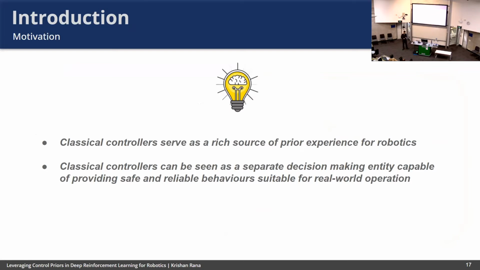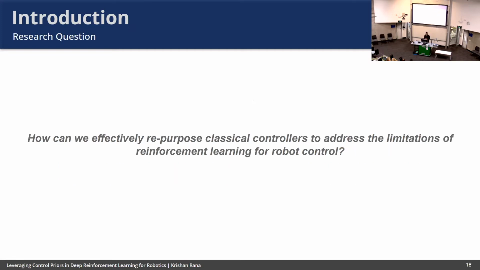So this actually sparked the thought: how can we get some of these things in reinforcement learning, right? And one of the key things that stood out to us was classical controllers. There's been decades of research from the classical control community. Why can't we utilize that as a rich source of prior experience for robotics and reinforcement learning? And the other thing that we noticed is that classical controllers can be seen as a separate decision-making entity capable of providing safe and reliable behaviors, right? They come with analytical derivations. We know that they are predictable, and can we maybe exploit this safety characteristic to facilitate real-world reinforcement learning?